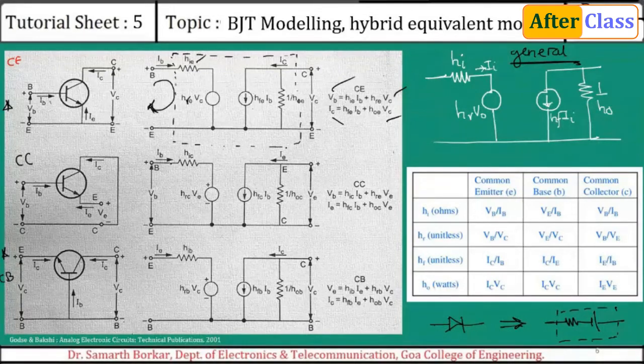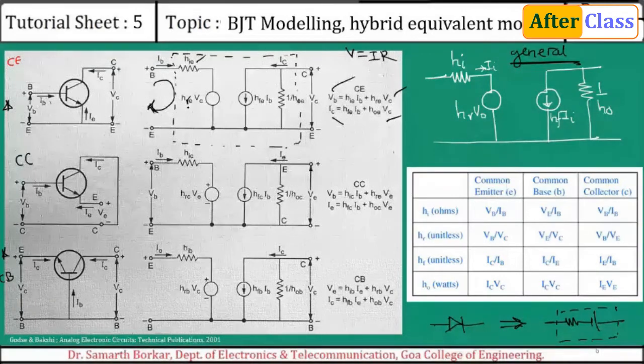Okay, so I'm just explaining the first one. This you can do on your own. What is the voltage drop here? Voltage is the product of current and resistance. Current is what? IB, because this is the base. The current going into the transistor is IB. IB into HIE plus the voltage drop across this component.